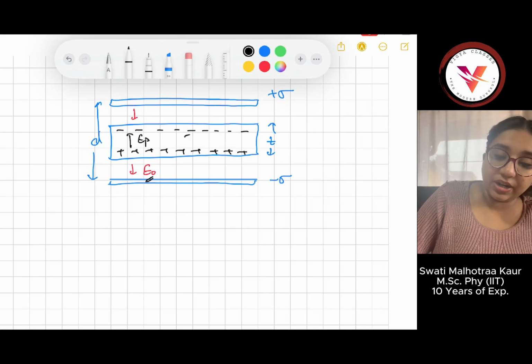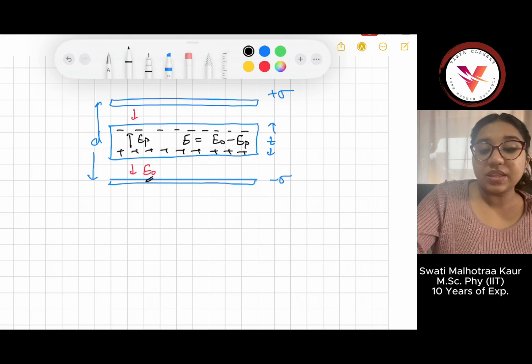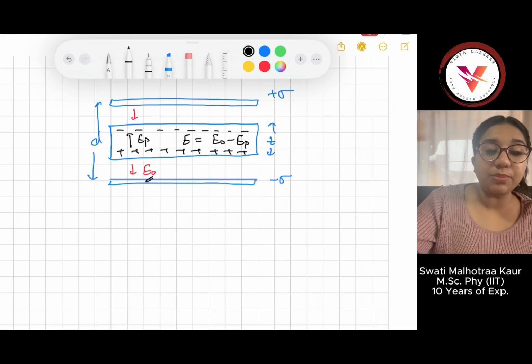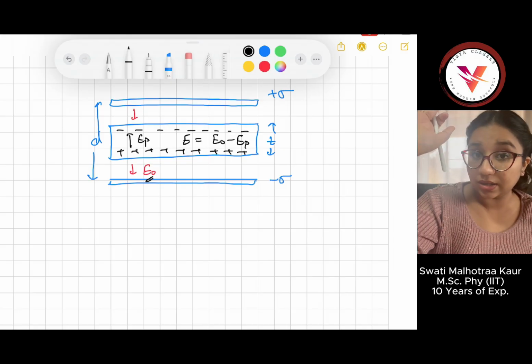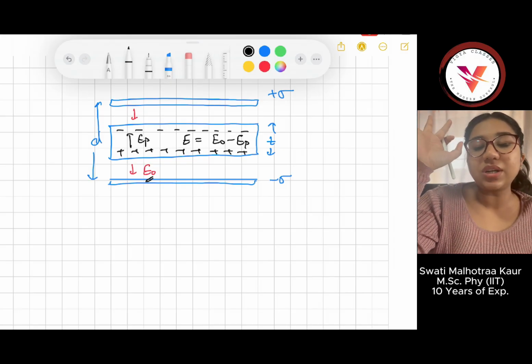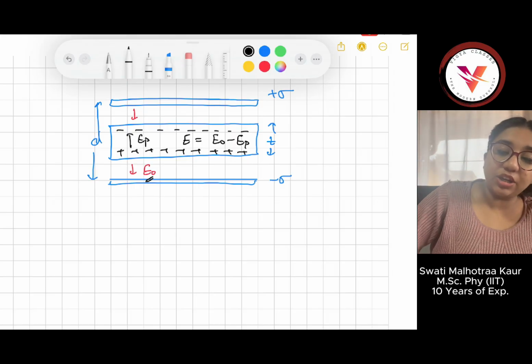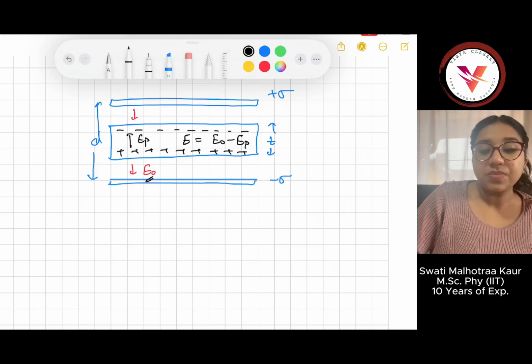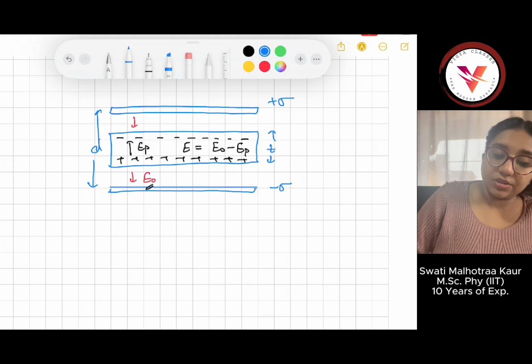So the net electric field here would be E naught minus EP because it is a dielectric. If it is a conducting slab, then EP is equal to E naught. That is, polarization occurs till all the charges are separated in a conductor. But it is not a conductor, it's a dielectric, so some charge will be left, E naught and EP are not equal, therefore there would be some electric field inside the dielectric slab.